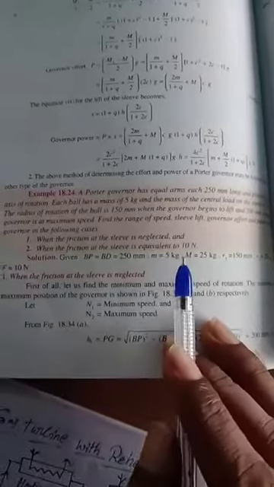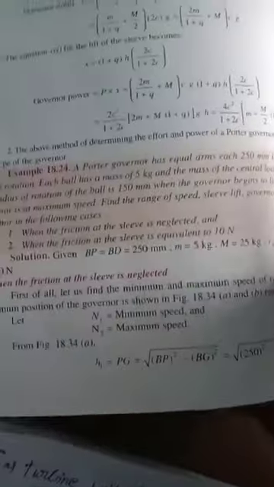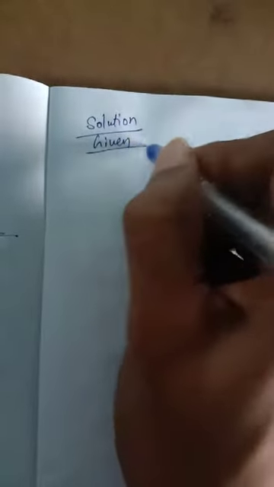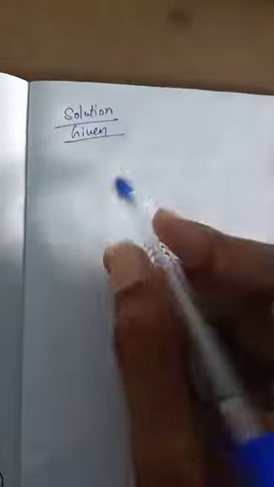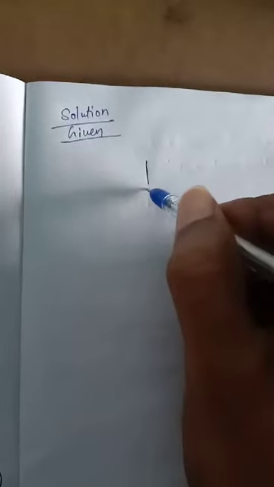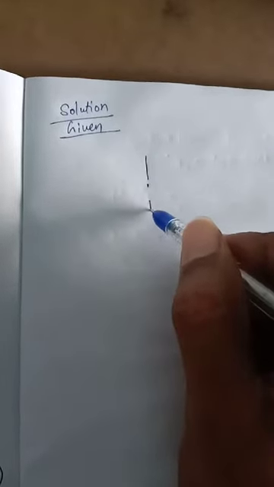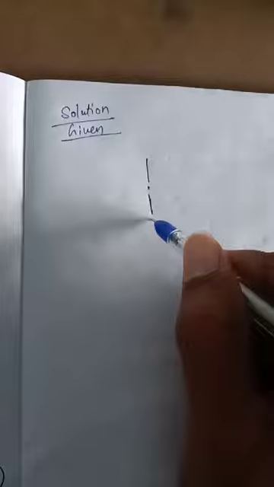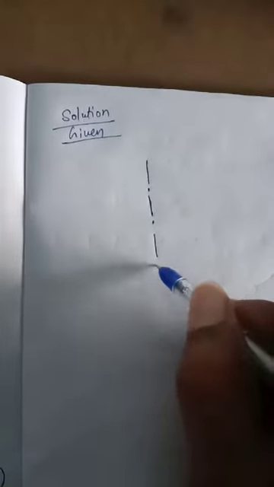See, this is the problem. Now, how to solve this problem, we are going to see. First we are going to write here the solution. Before going to this, you draw the Porter governor. We know the Porter governor free body diagram.